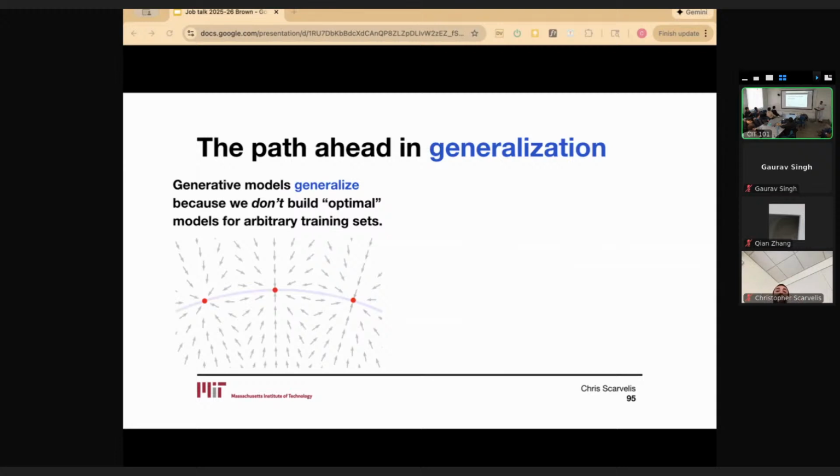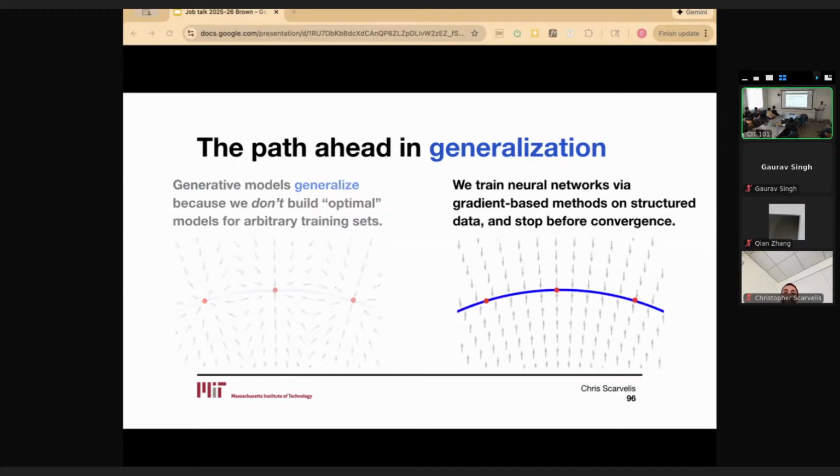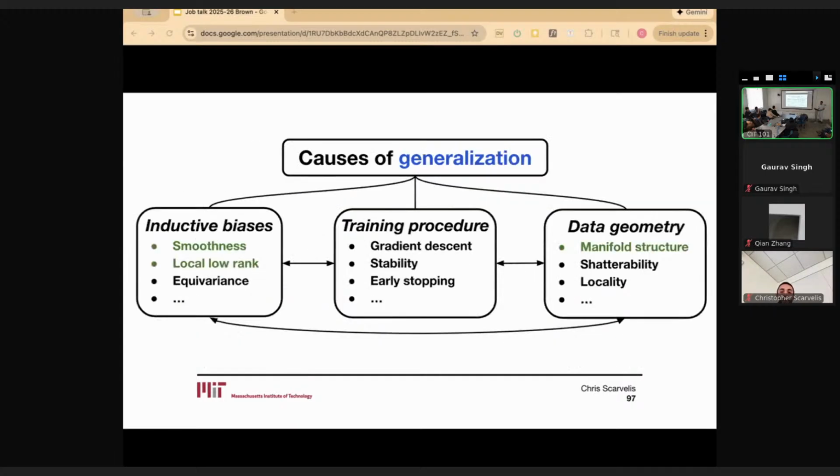So generative models generalize because in practice, we don't build optimal models for arbitrary training sets like that optimal score function that we saw earlier. Instead, we approximate the optimal model by training neural nets by gradient-based methods, and we typically stop well before convergence. Our data is not arbitrary either. In fact, it's usually highly structured, and that structure is likely to play a role in generalization. And so generalization in generative models must arise from some interaction between the inductive biases of our neural architectures, the training procedure, and the data geometry.